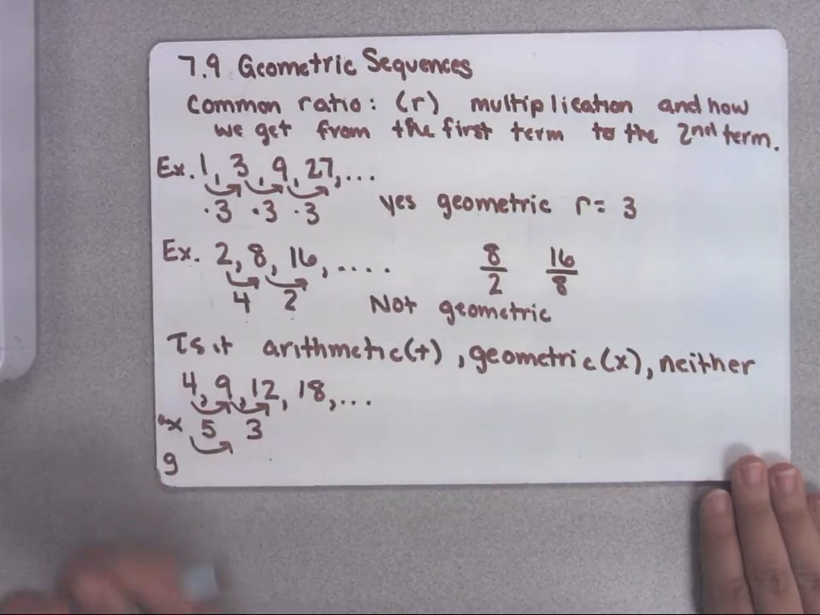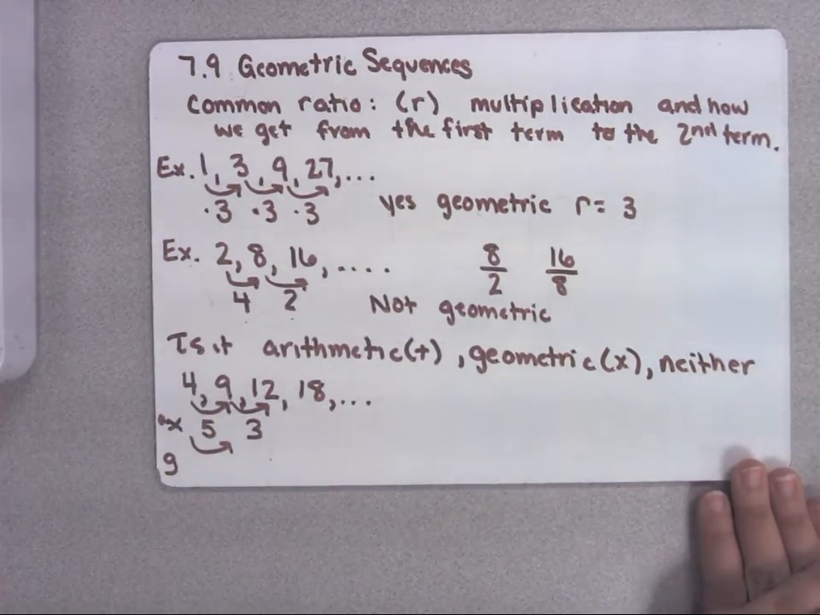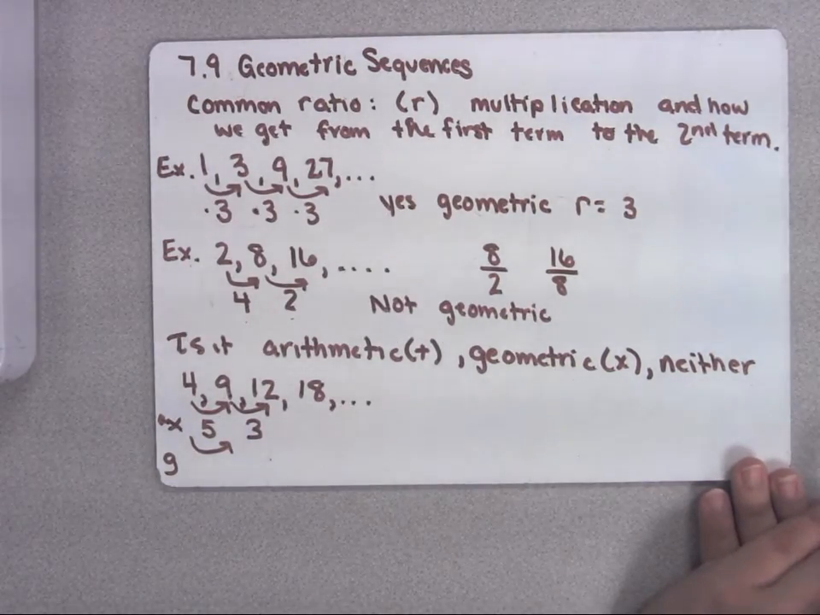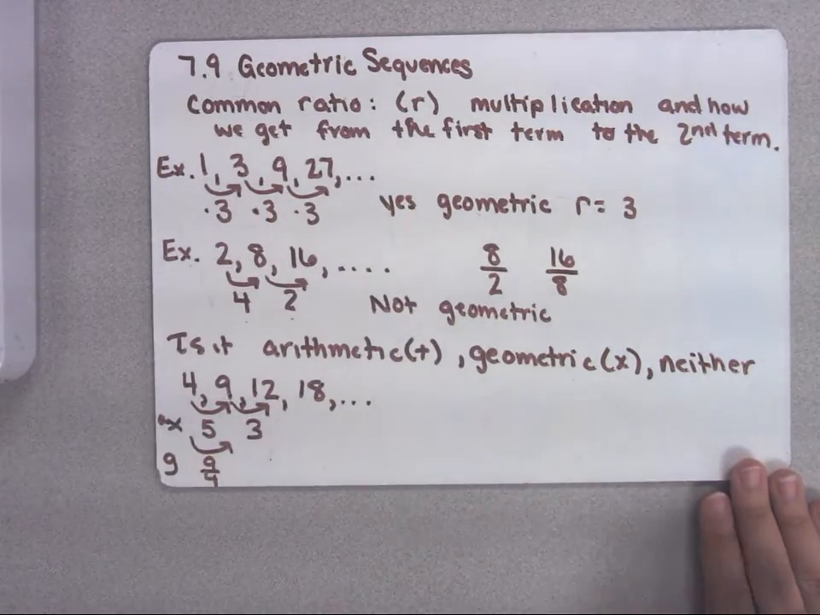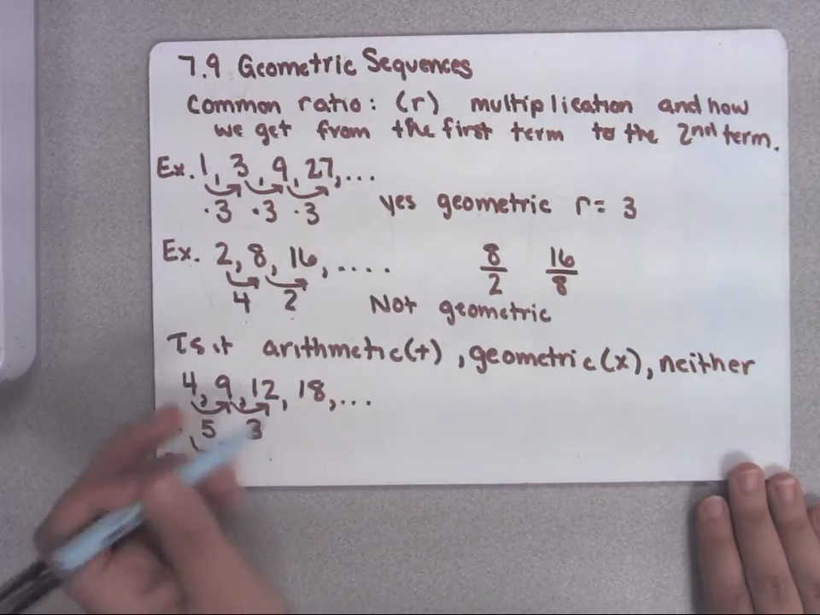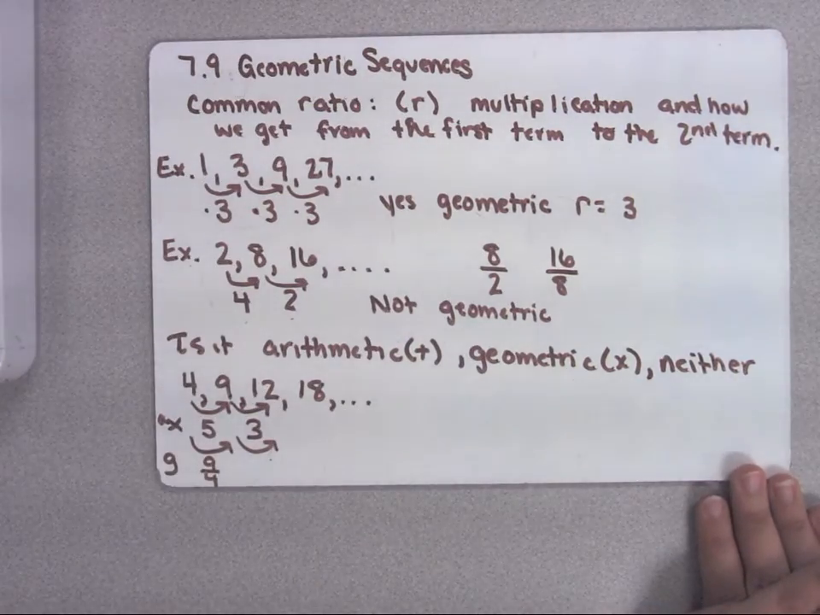From 4 to 9. You can't divide it. 9 divided by 4 is what? Use your calculator. Turn it into a fraction. It's going to be a fraction. It has to be a fraction. It's 9/4. Try the next one. 12 over 9. Does it reduce to 9/4?